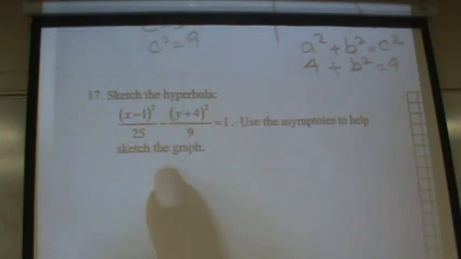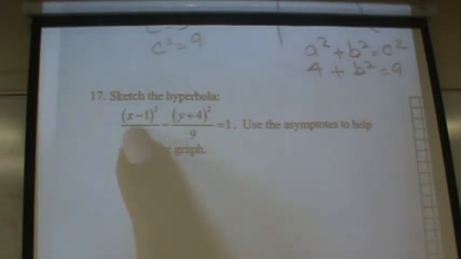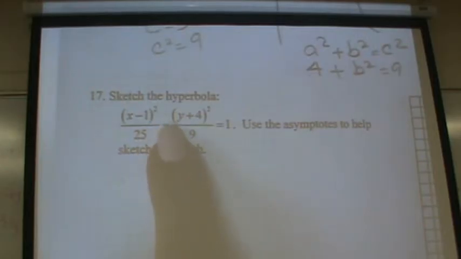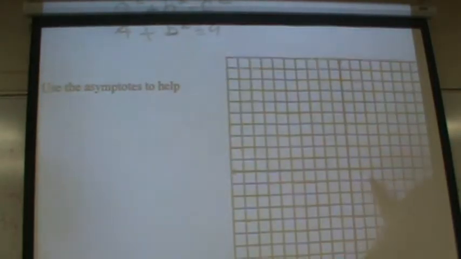Number 17. Number 17, where is my center? 1, -4.